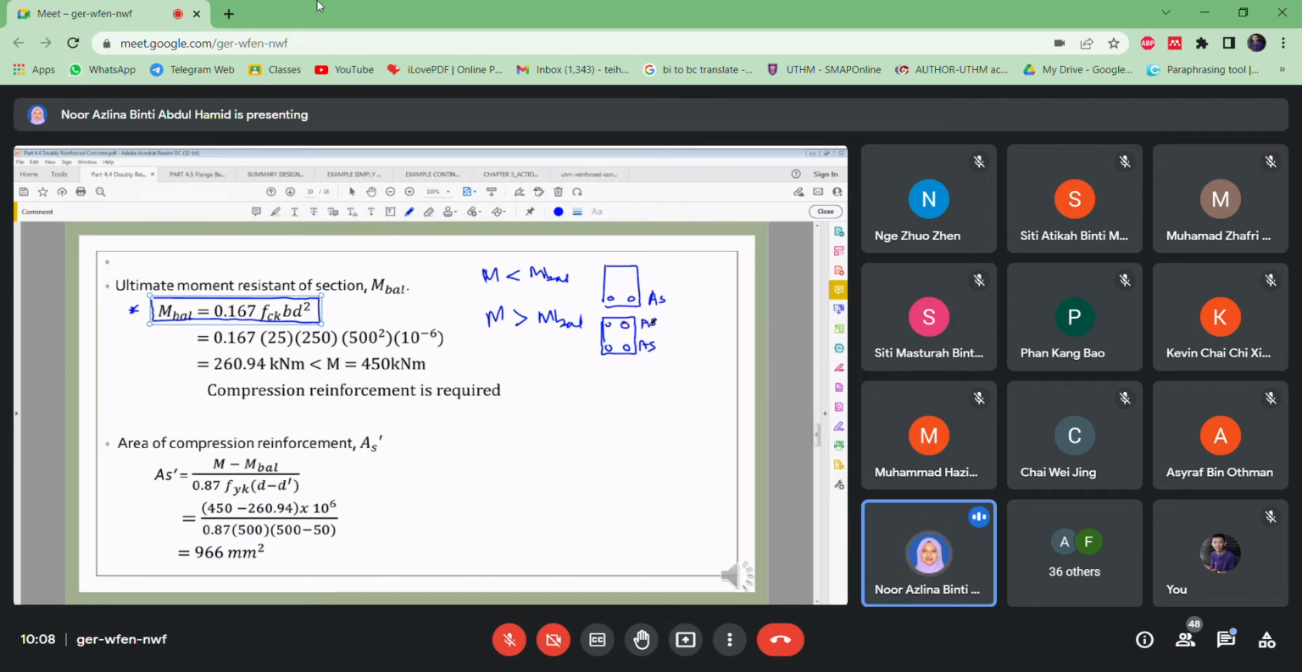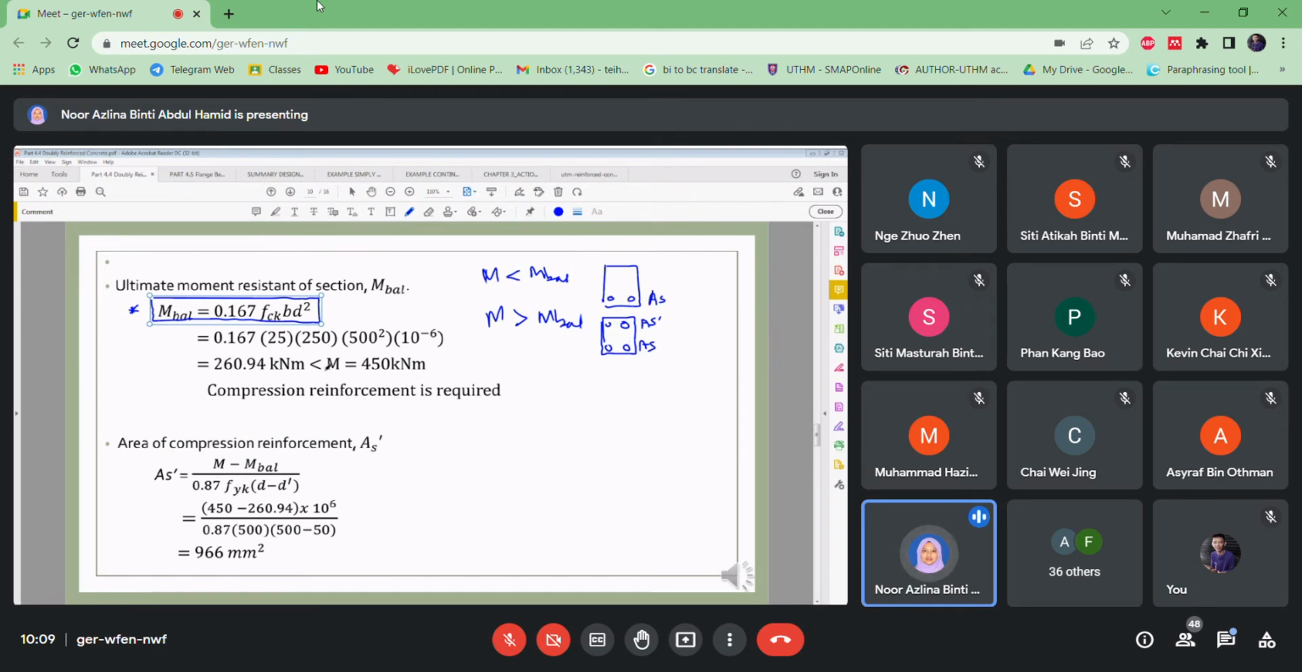Yang semalam duk tanya singular doubles, tak ingat kan? So hopefully you have an idea, okay, for class this morning about singly and doubly.